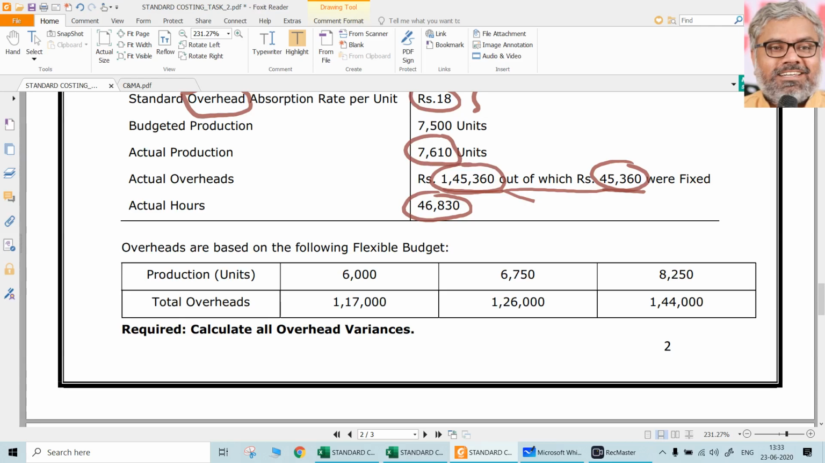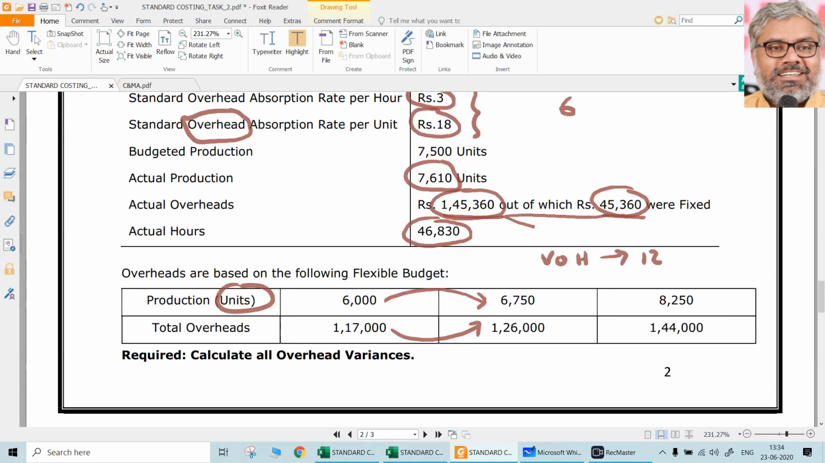So when production is based on a flexible budget like this, difference in number of units is 750, and we have to find out the difference in cost. So 1,26,000 minus 1,17,000 divided by 750 will give us a variable overhead cost of how much? 12 rupees per unit. This is per unit because these are units we're talking about. 12 rupees per unit. So in this 18 rupees, now what do we know? Variable overhead is 12 rupees per unit. So naturally the remaining will be 6 rupees, no?